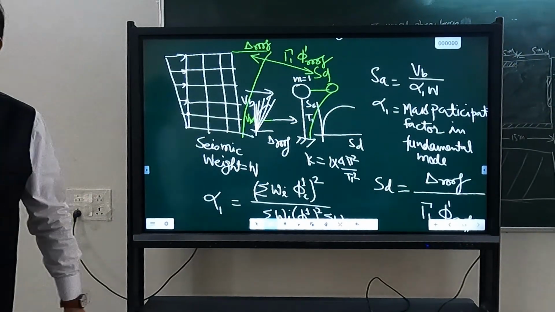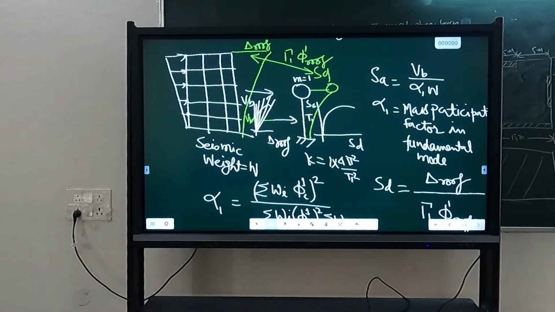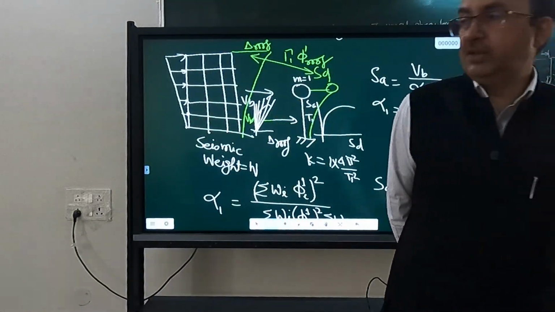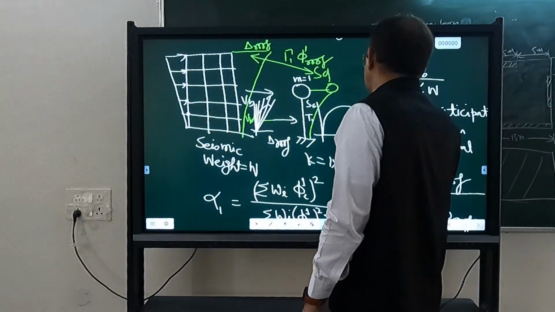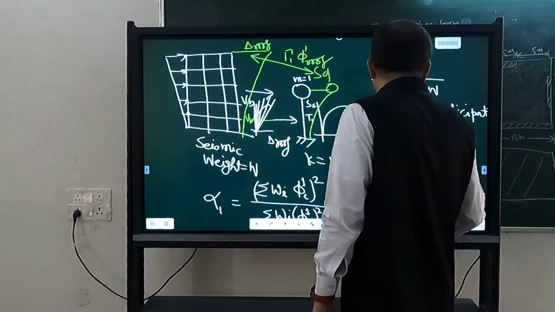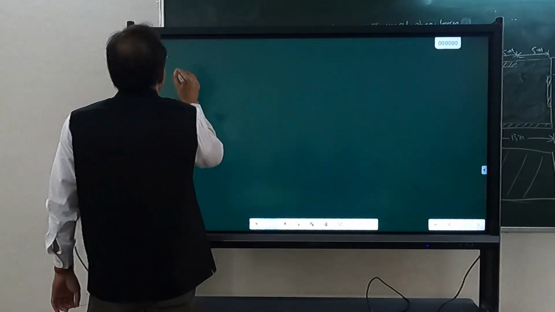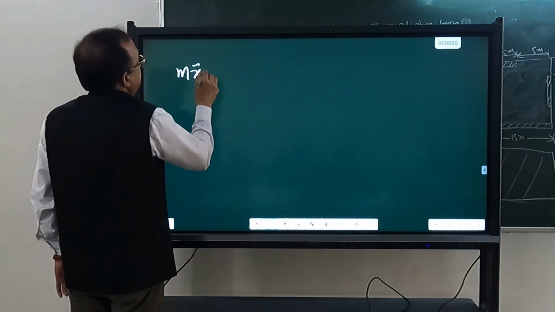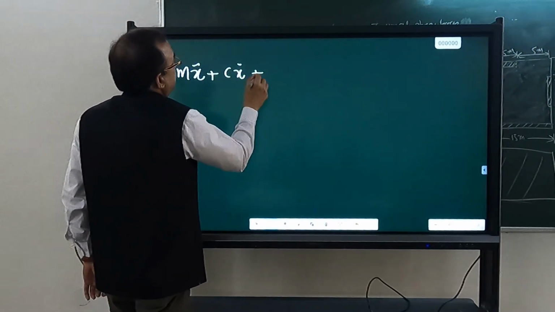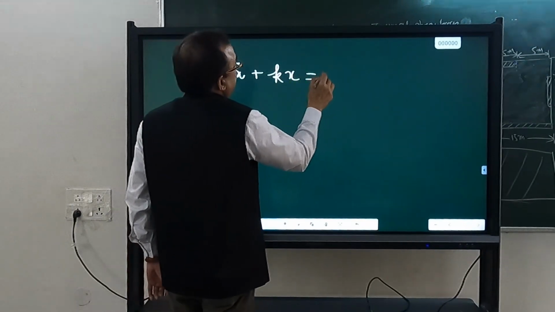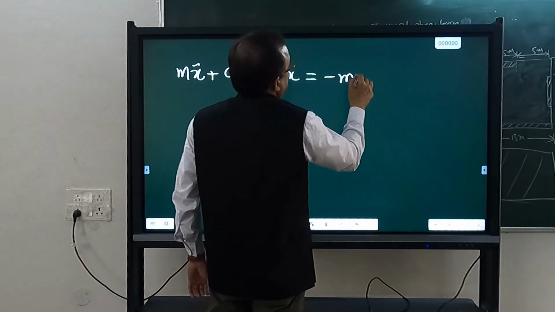Yes. From converting this multi-degree freedom system to single degree, I have to decide the height of the single degree freedom system. How can I decide that? You write down the equation of motion of the single degree freedom system. Please do that, everybody. What properties do we need to write down to solve the equation of the single degree freedom system? Stiffness and mass. We have m x double dot plus c x dot plus k x is equal to minus m x g double dot.